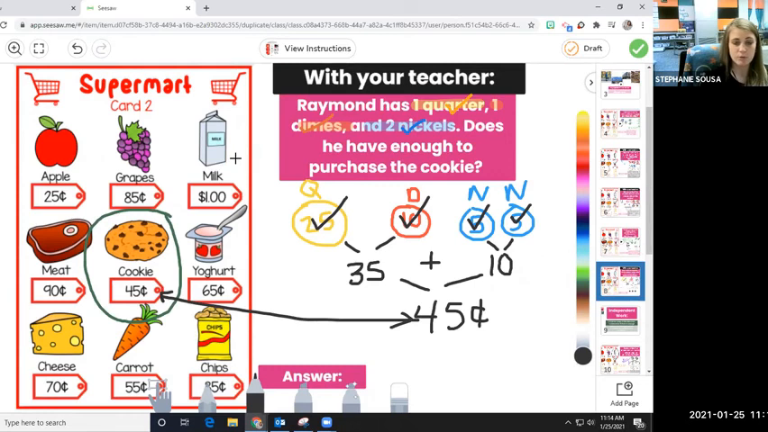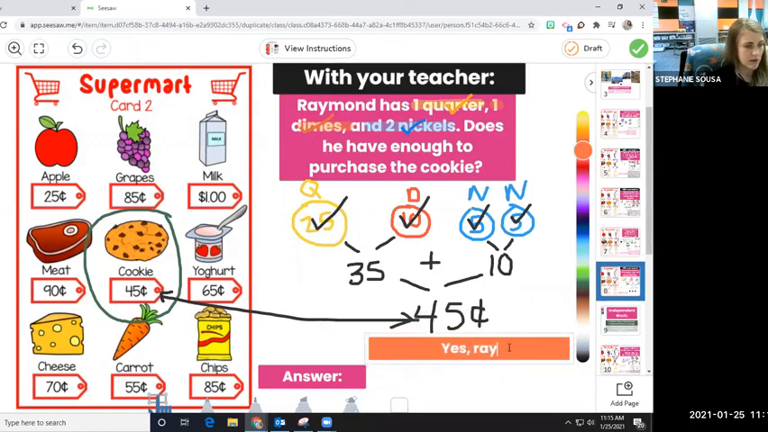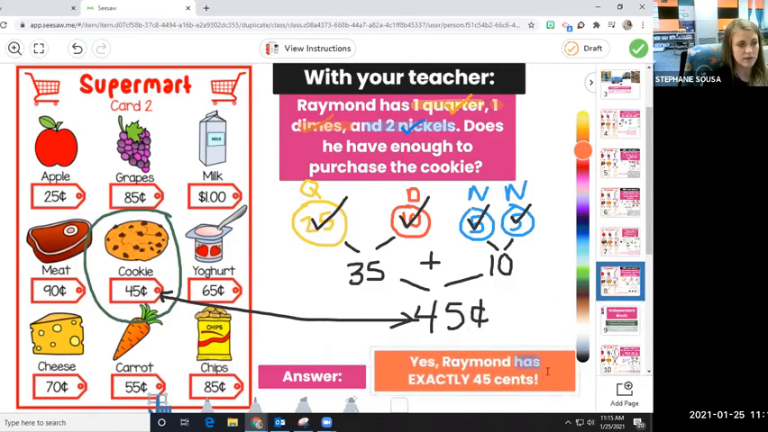I'll give you a moment to catch up on recording the model and the math before we type our answer. So our answer is, does Raymond have enough to buy the cookie? Yes. Raymond has exactly 45 cents. So does he have enough to purchase the cookie? Yes, he has the exact amount.